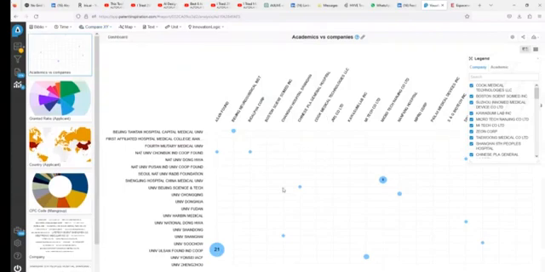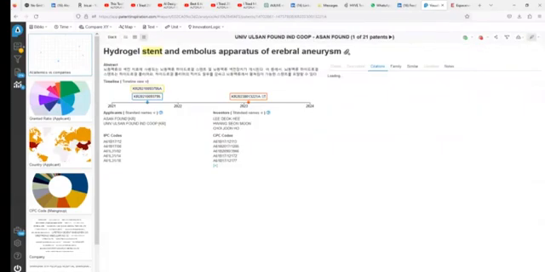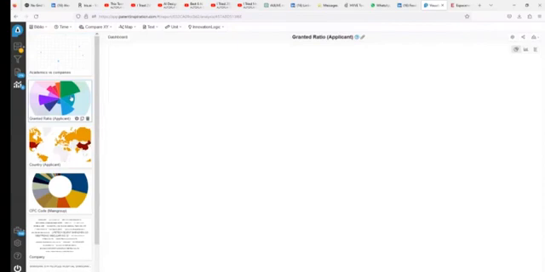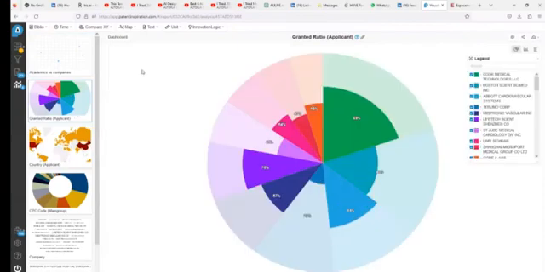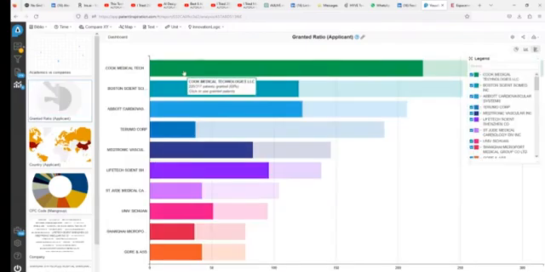These graphs are active, so you can click on them and you can find then the patents which are in this group of hydrogel stents and so on, which is in there. So next to that, you can also do a granted ratio. This is basically asking how many patents, let me visualize it, for example, like this. So Cook Medical has applied for 317 patents, and they got 220 granted.